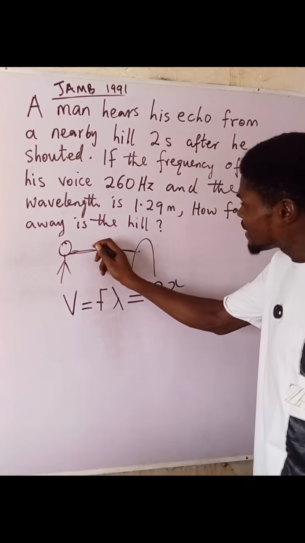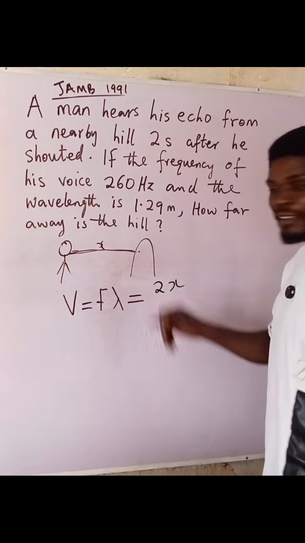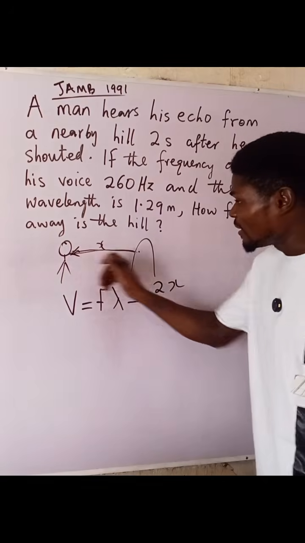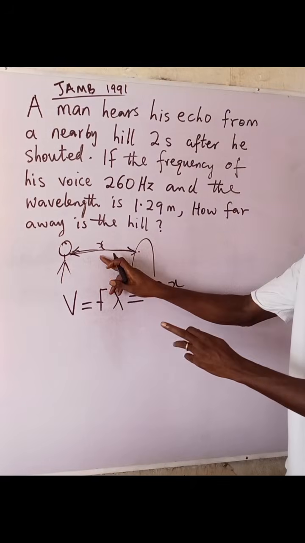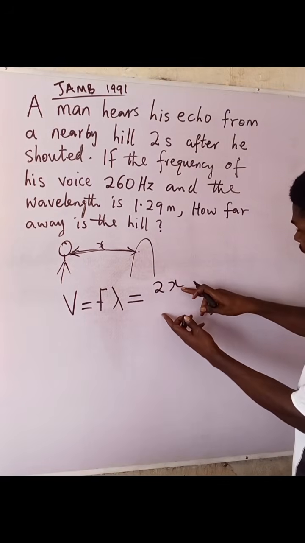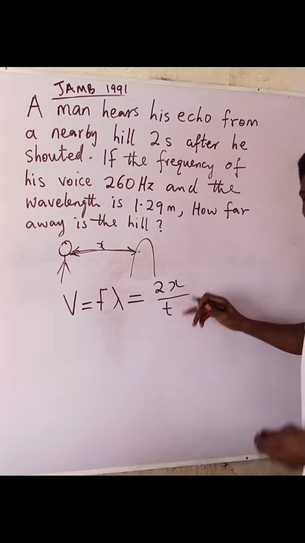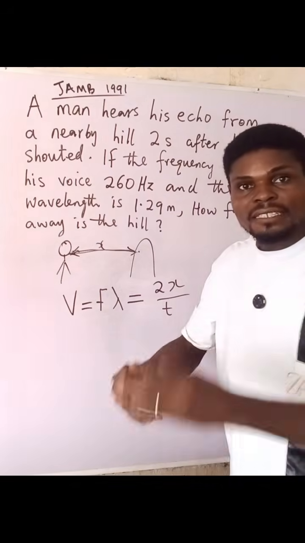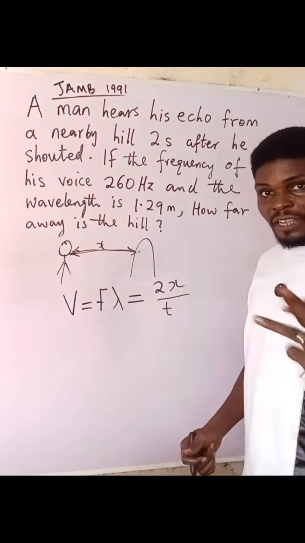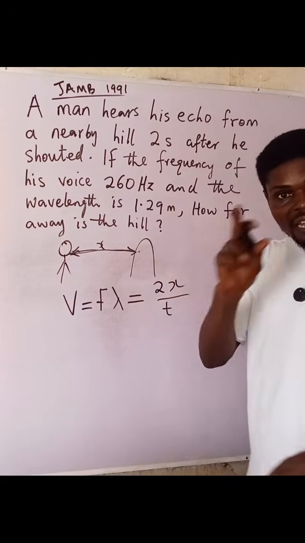Let's call this place x, the distance separating the man and the hill. Right? The distance separating the man and the hill is x. That's why we have distance over what? Over time. We use 2 times that distance because the sound will travel twice the distance. I believe that this equation here is clear.